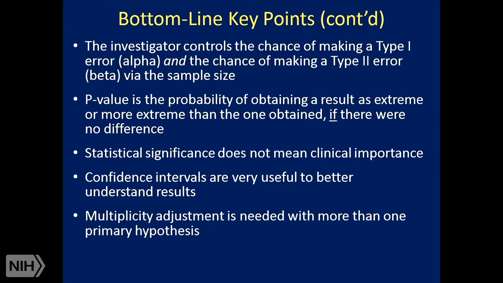And multiplicity adjustment is needed with more than one primary hypothesis. If you do more than one test, if it is the primary analysis, you have to adjust formally using a technique that is established. How do you do that? You talk to a statistician. It's not straightforward. People know the Bonferroni. Have you heard about Bonferroni adjustment? That's the simplest method of adjusting.